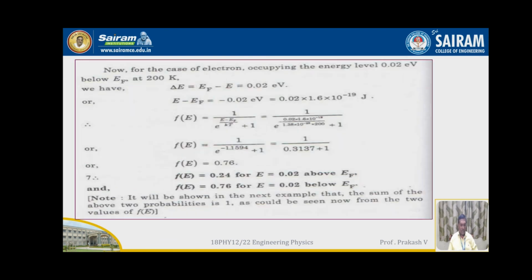Now the case of an electron occupying the energy level 0.02 electron volts below the Fermi level at 200 Kelvin. Here delta E is equal to EF minus E, that is equal to 0.02 electron volts. The expression for the Fermi function is f of E is equal to 1 by e to the power of E minus EF by kT plus 1. So substitute the given values. Finally the value of f of E is calculated as 0.76. So this is the data that we have calculated.